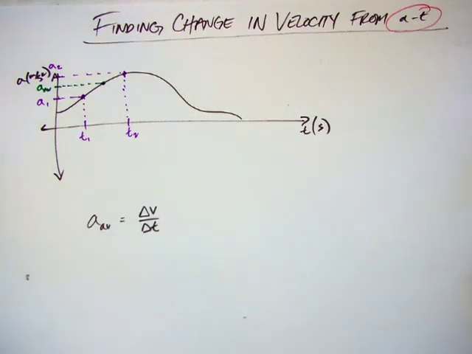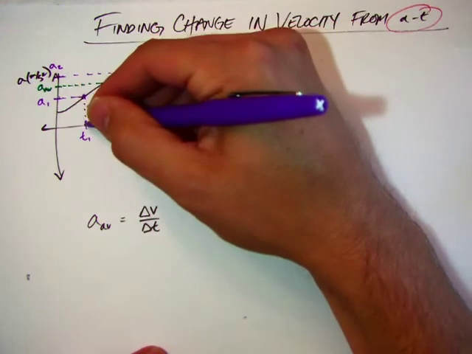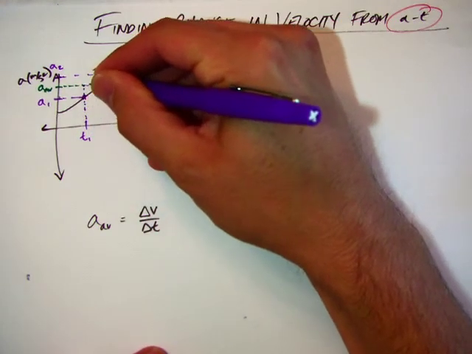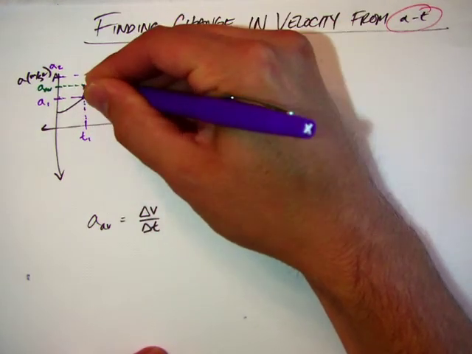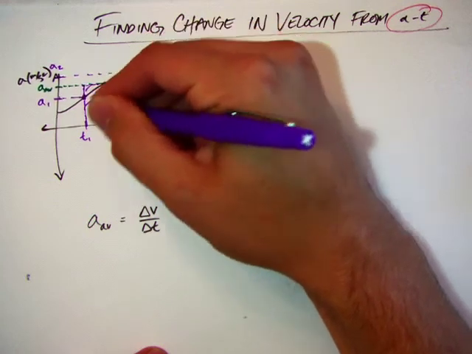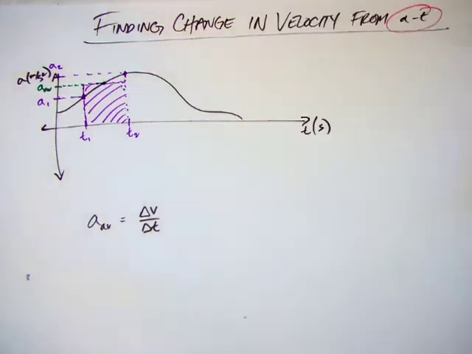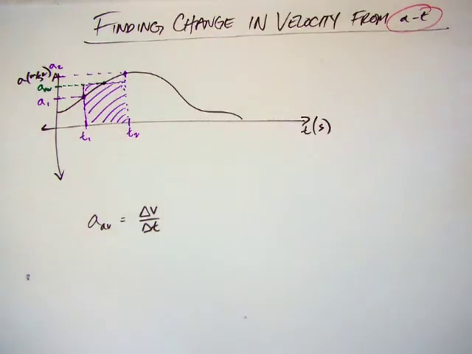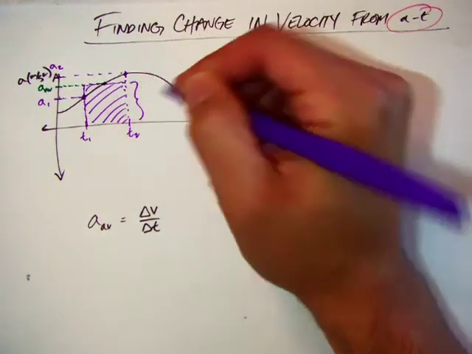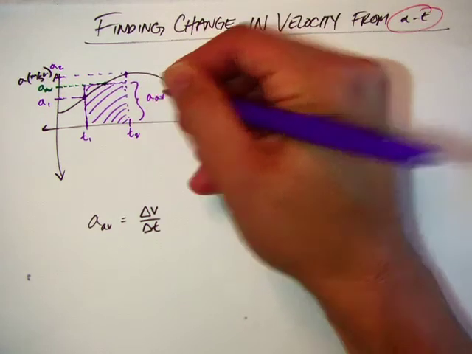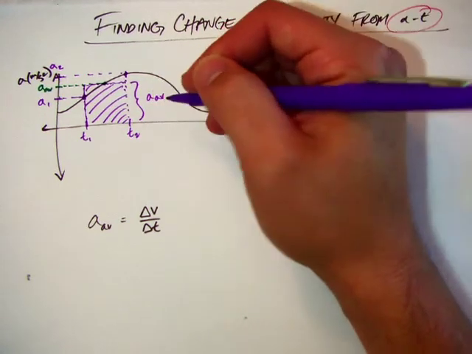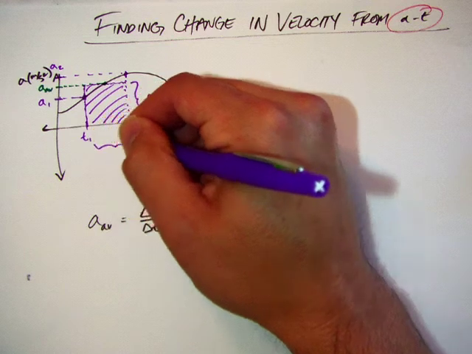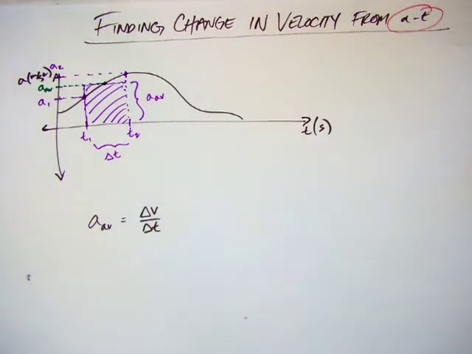Okay, so what I'm going to do now is a trick that I did before in that previous video, and that is I'm going to draw myself a little box between t1 and t2 at a average. And if I found the area of this box, I'd be finding the area of a rectangle where the height of that rectangle was a average and the width was my delta t.